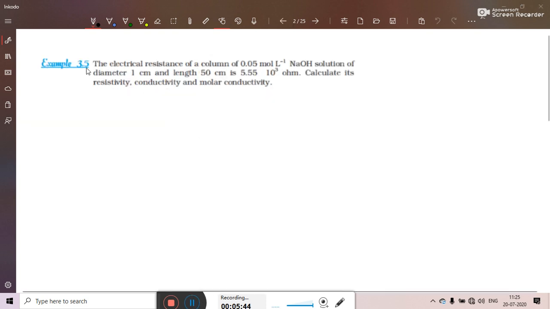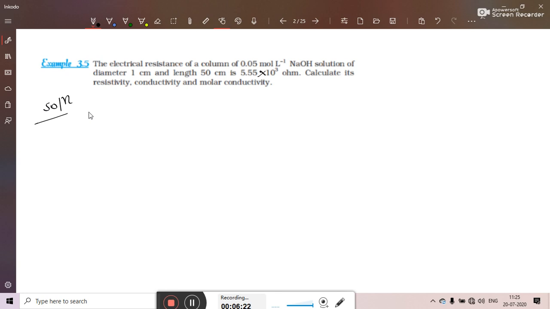Now next is example 3.5. The electrical resistance of a column of 0.05 mole per liter NaOH solution of diameter 1 centimeter and length 50 centimeter is 5.55 into 10 raised to 3 ohm. Calculate the resistivity, conductivity and molar conductivity.